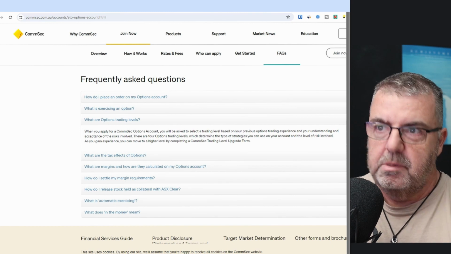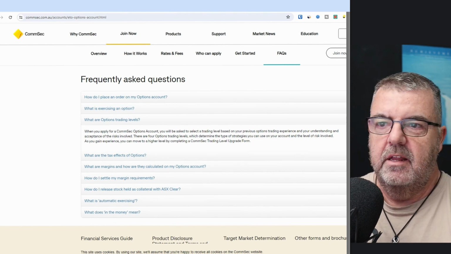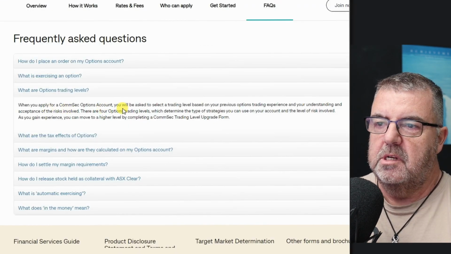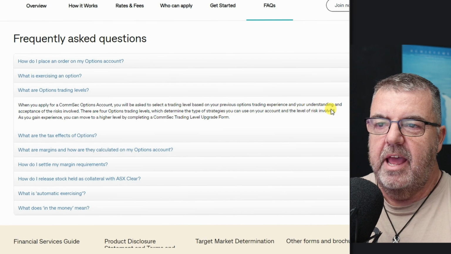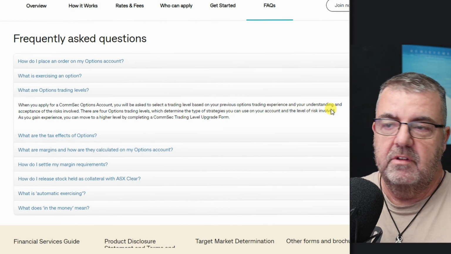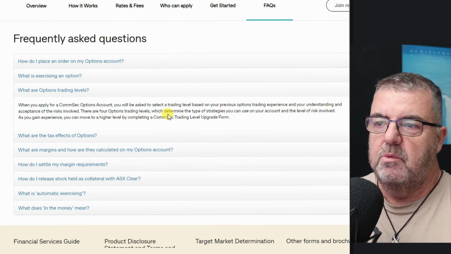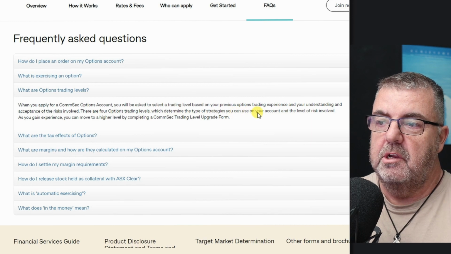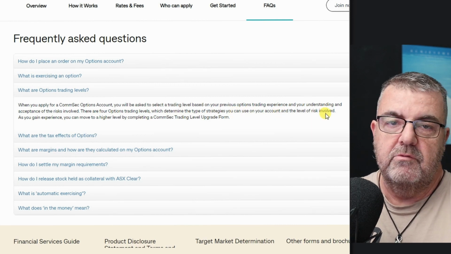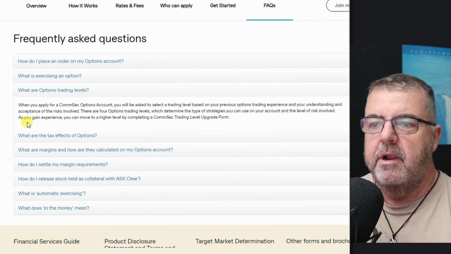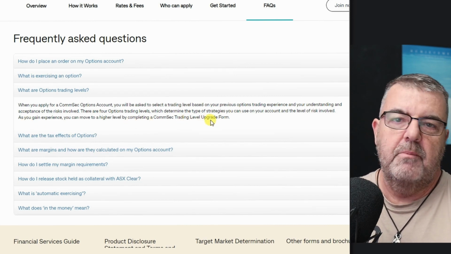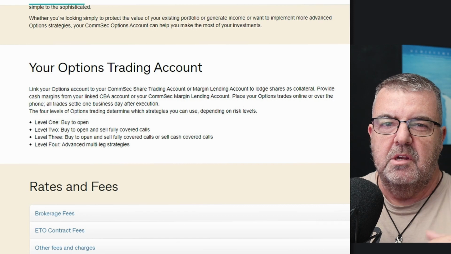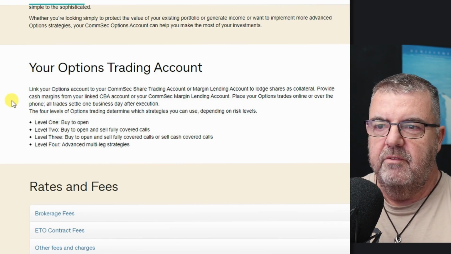The ComSec website talks about the different trading levels. When you apply for a ComSec options account, you'll be asked to select a trading level based on your previous options trading experience and your understanding and acceptance of risks involved. There are 4 options trading levels which determine the type of strategies you can use on your account and the levels of risk involved. As you gain experience, you can move to a higher level by completing a ComSec trading level upgrade form. The website also talks briefly about the different levels.